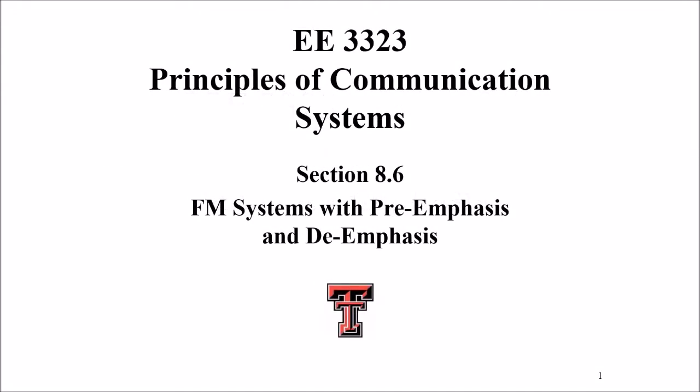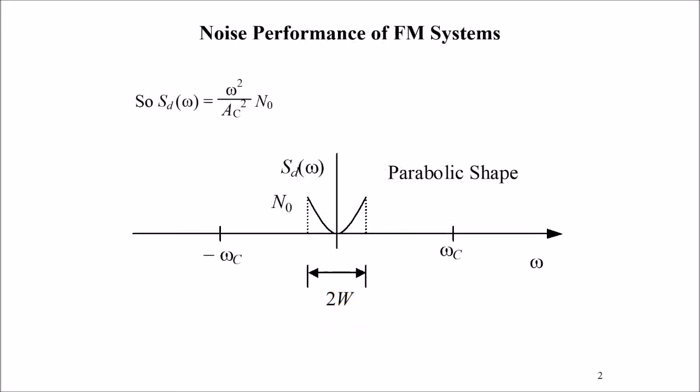Okay, one more thing about FM and the noise performance of FM systems. We worked through in the last presentation the power spectral density of the noise at the output of an FM demodulator, and we determined that it has this kind of equation. N naught is the intensity of the background noise. Omega is frequency in radians. So N naught omega squared divided by AC squared, which is the amplitude of the carrier.